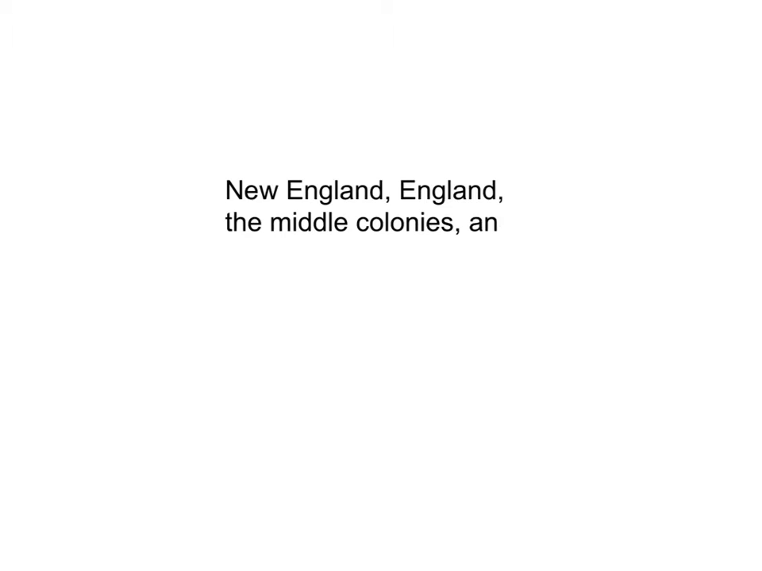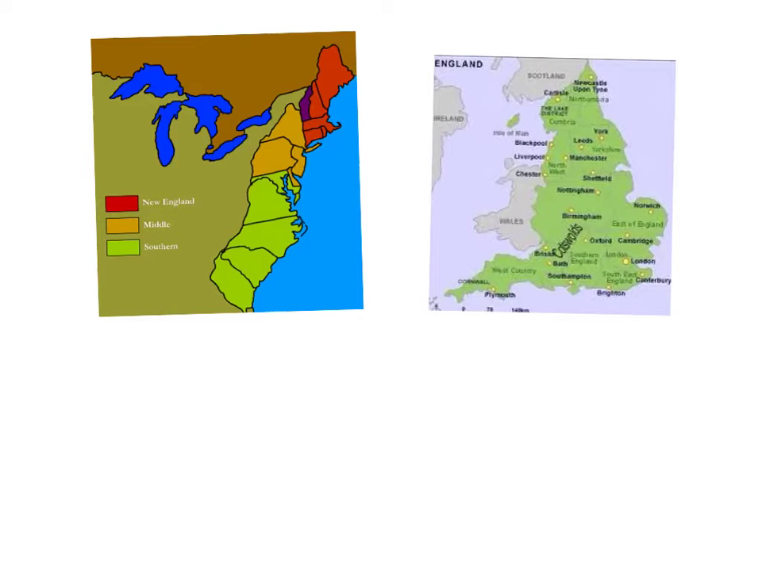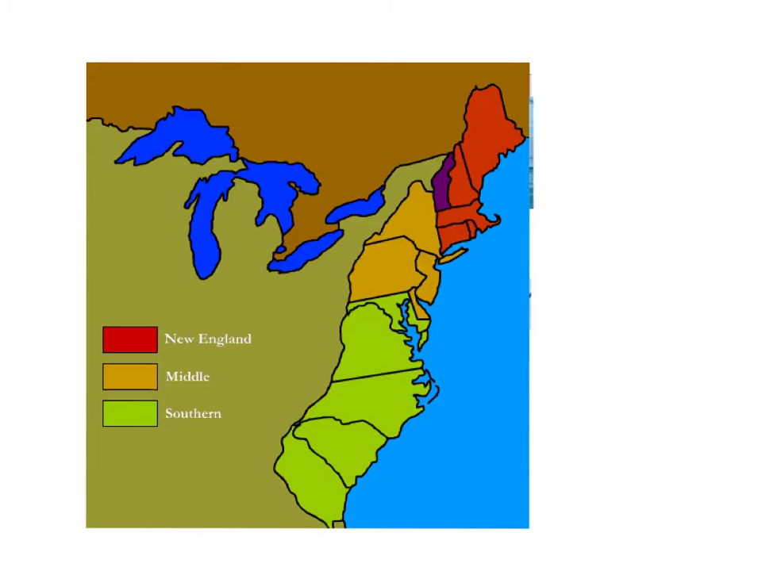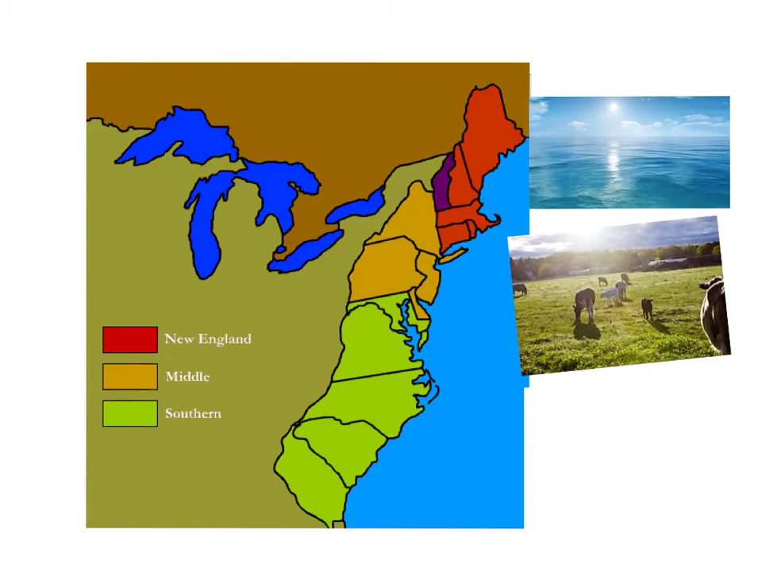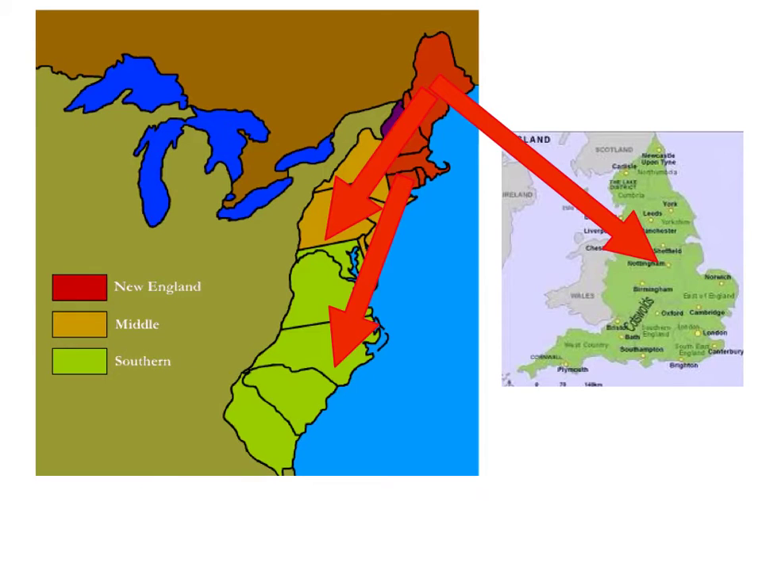New England, the Middle Colonies, and the Southern Colonies. All of these places traded together. New England had lots of water resources and farmland in the area. So the Middle, the Southern, and England all got fish, livestock, and rum.